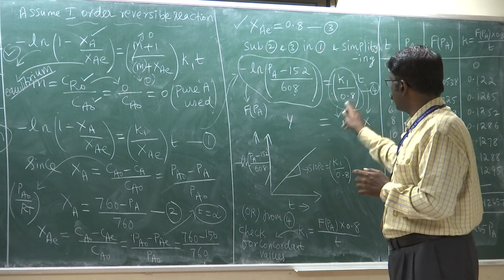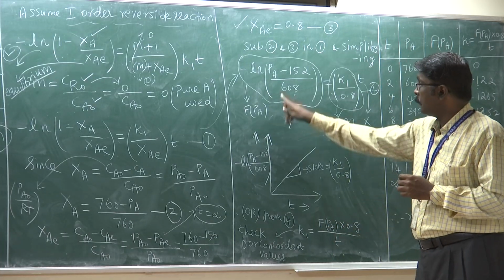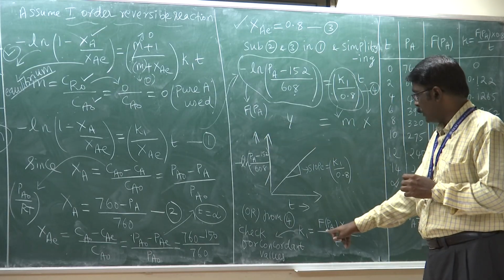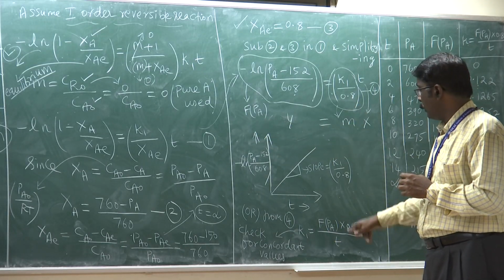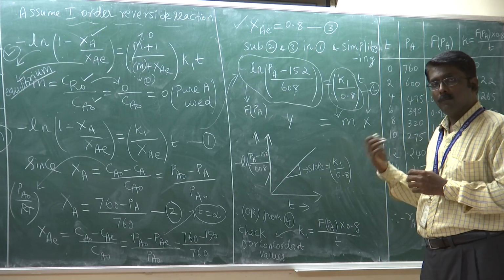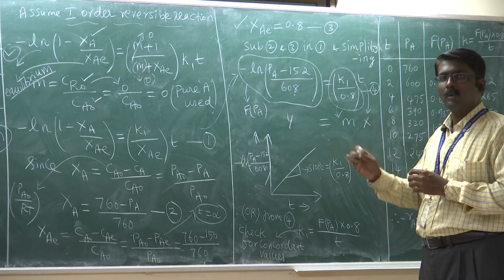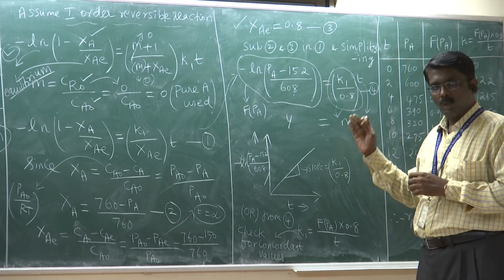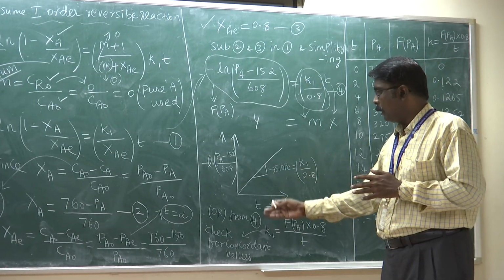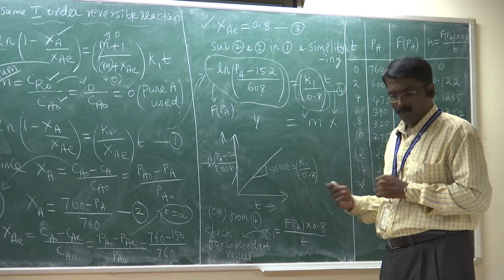Otherwise, from this equation 4, K1 is equal to function of PA. I have taken this entire logarithm term to be called function of PA. So K1 equals function of PA into 0.8 divided by T. We need to check whether we are getting concordant or consistent values for K at all data points. If you get that, then our assumed order is correct. So either way, we can go by the graphical method or by checking the concordant value for K, that is the rate constant value.